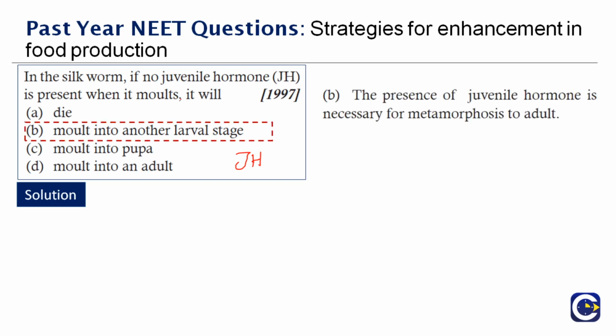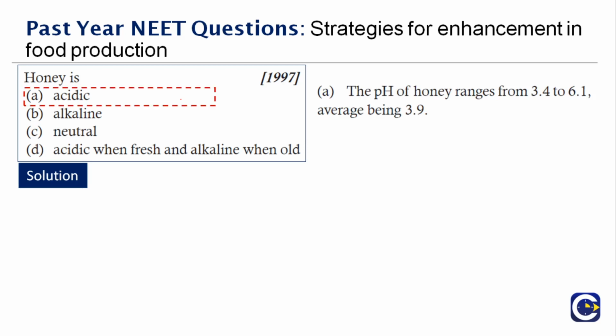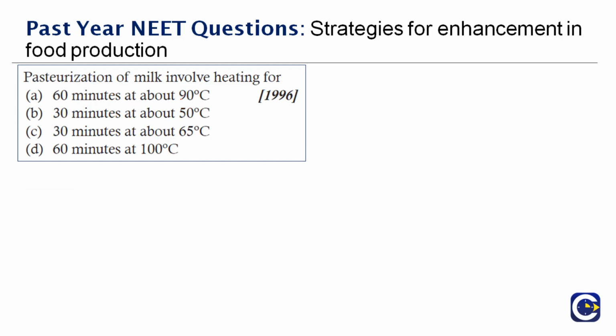Why is this hormone required? If you see the overall metamorphosis process, that is the offspring developing into a full adult, that full process you call metamorphosis. So that process will be affected when you don't have this hormone. Next question here. Honey is dash. Honey is acidic in nature. Okay, the pH of honey ranges from 3.4 to 6.1, with the average being around 3.9. So these are direct questions, you don't have too much explanation.